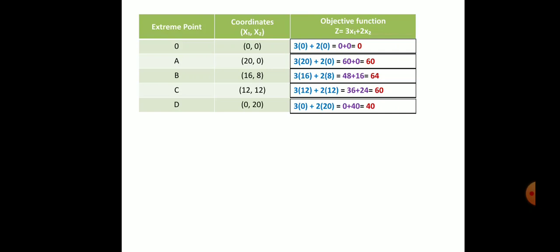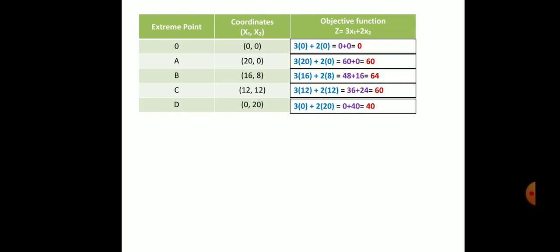When compared to all these 5, actually this is a maximization problem. At point A, if you produce 20 units of x1 and 0 units of x2, you will get 60 rupees as a profit. Next, at point B, if you produce 16 units of x1 and 8 units of x2, you will get 64 as a profit. At point C, if you produce 12 units of x1 and 12 units of x2, you will get 60 rupees as a profit. At point D, 0 units of x1, you are producing only 20 units of x2, so you will get 40 rupees as a profit.